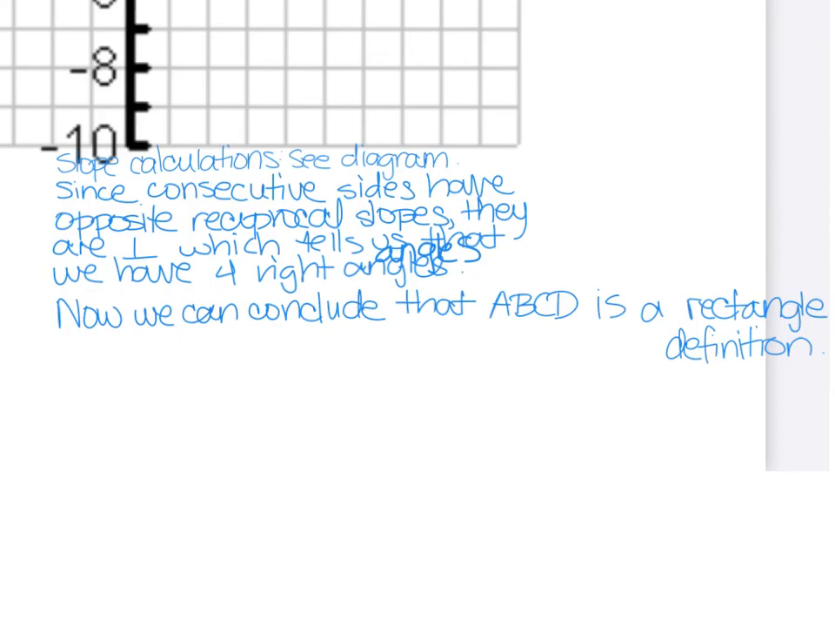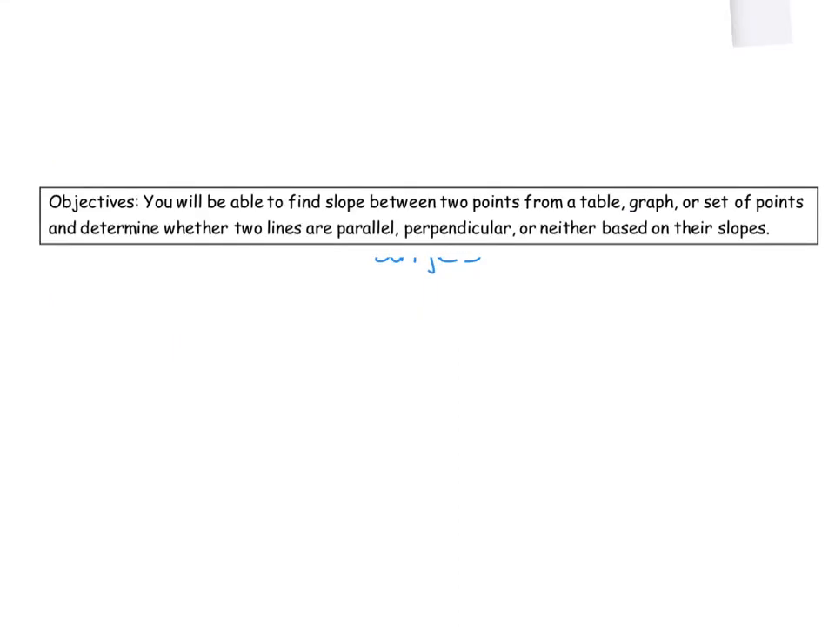So your objective today was to be able to calculate slope, and then additionally to take that calculated slope and determine whether or not two lines meet the requirements for being parallel or perpendicular, and then use those calculations to make decisions about geometric shapes. So you are now ready for some practice.